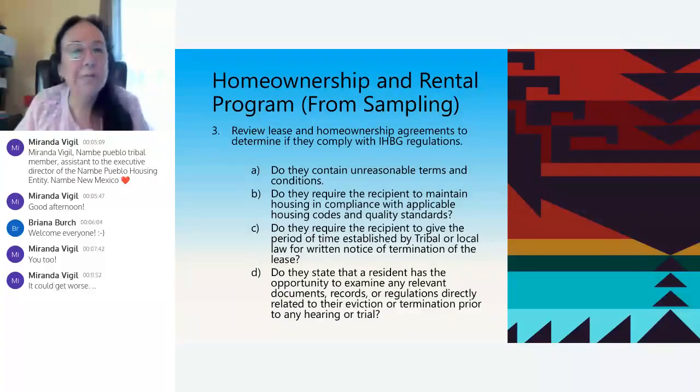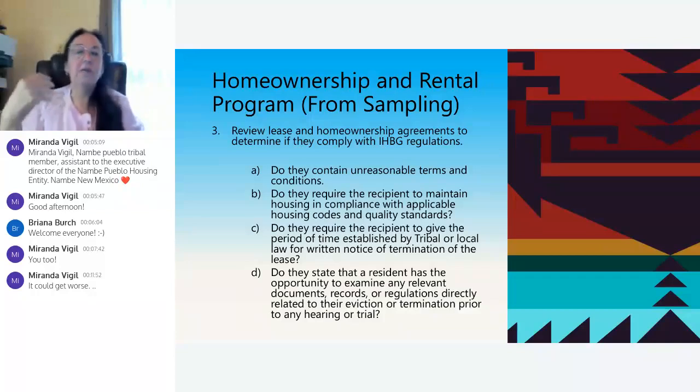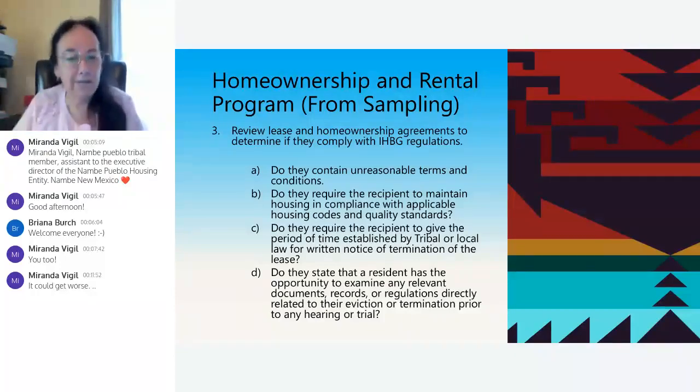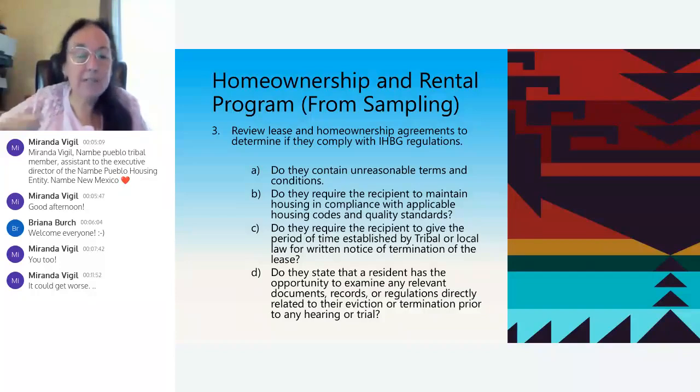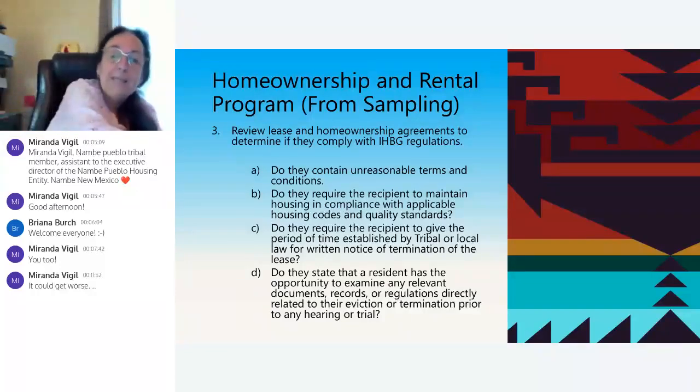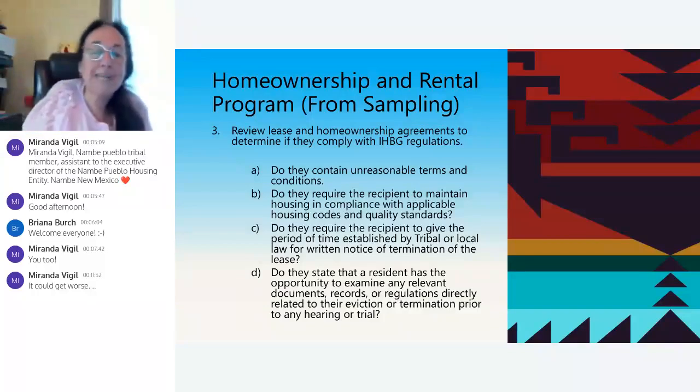So review the lease and the homeownership agreements to determine if they comply with the block grant regulations. They're going to look to see, do they contain unreasonable terms or conditions? Did they require the recipient to maintain housing in compliance with the applicable housing codes and quality standards? Did they require you to give a period of time established by tribal or local law for written notice of termination of the lease? Did they state that a resident has the opportunity to examine any relevant documents, records, and regulations related to their eviction or termination prior to any hearing or trial?